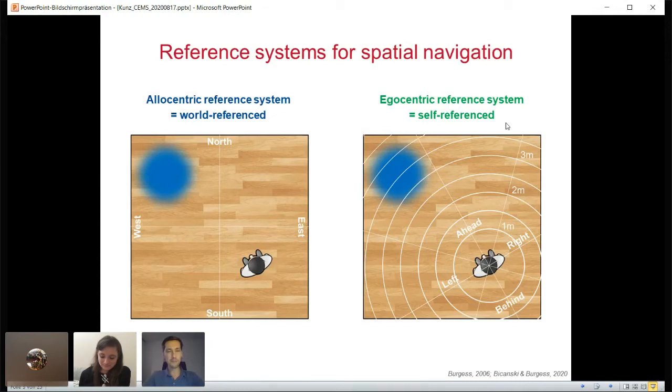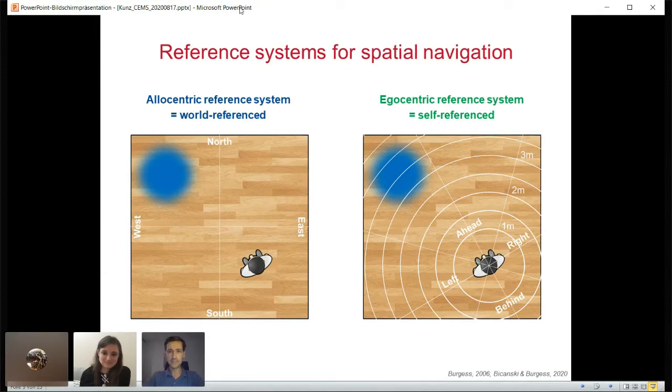There are two main reference systems to accomplish successful spatial navigation. On the one hand, there's the allocentric reference system shown on the left-hand side. And on the other hand, there's the egocentric reference system. In the allocentric reference system, spatial information is encoded in relation to the external environment. For example, this blue spot here can be said to be located in the northwest part of the environment.